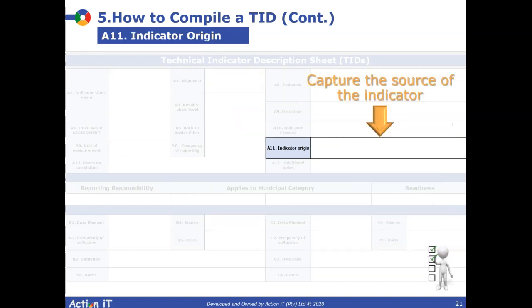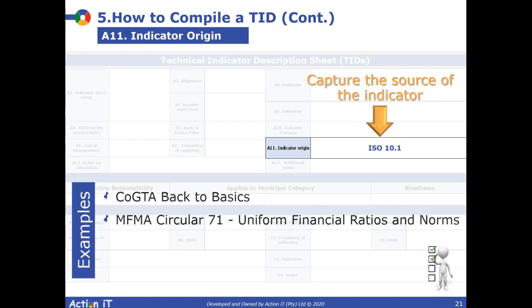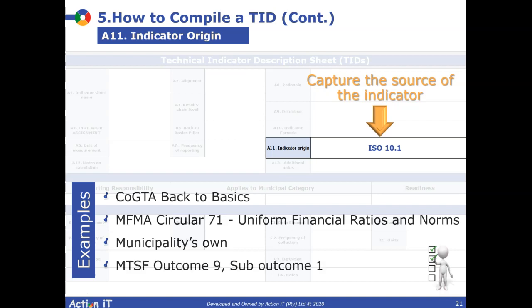In A11, capture the source of the indicator. In our example, the origin is ISO 10.1. Therefore, ISO 10.1 will be captured. Other examples of indicator origins include COGTA Back to Basics, MFMA Circular 71, Uniform Financial Ratios and Norms, Municipalities Own, MTSF Outcome 9, Sub-Outcome 1.